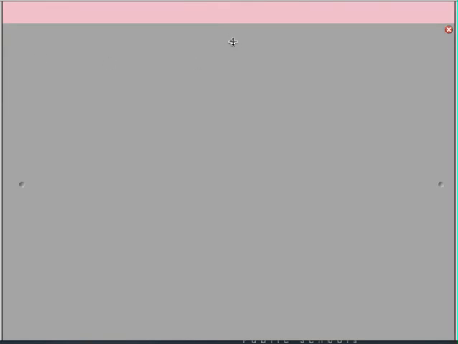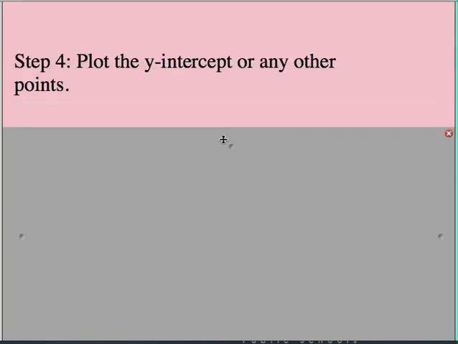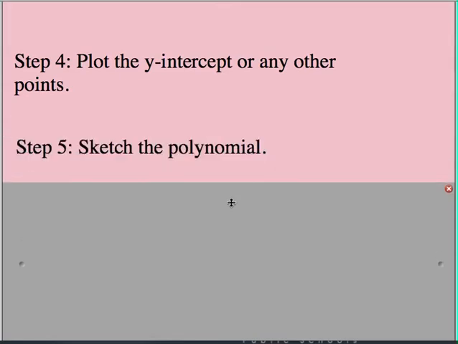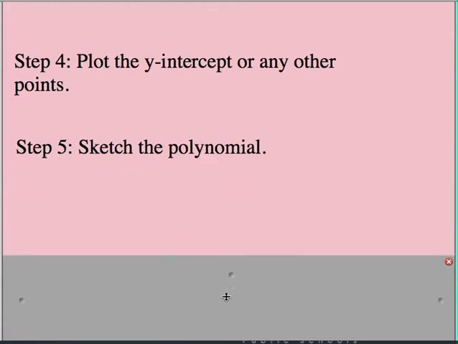And then the last two steps. Step 4 is to plot the y-intercept, which you can usually easily see in the standard form of the polynomial, or plot any other points that you know. You can just plug in an x value and then find the y value. I may also give you another point, maybe the relative maximum or relative minimum, so you know how high or how low the graph bounces up or down. And then the last step is just to plot all those points and sketch the polynomial.